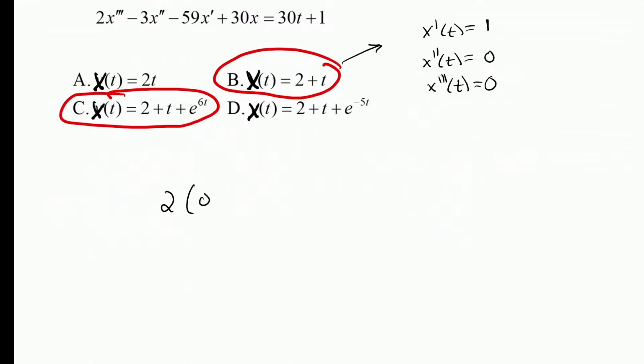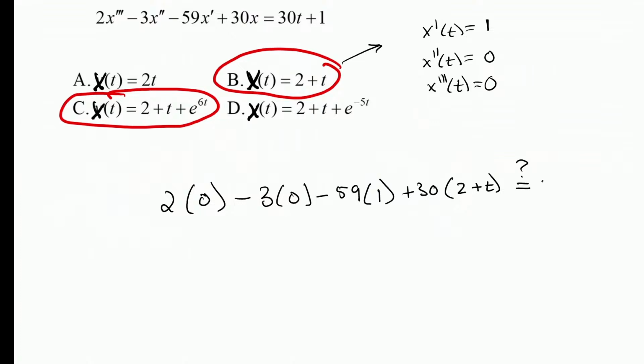2 times 0 minus 3 times 0. So I'm just copying the differential equation down and putting the derivatives in. Minus 59 times 1 plus 30 times 2 plus t. And we want to know, does that equal 30t plus 1? So here I've just copied down the whole thing, and I've put the function and its derivatives into the left-hand side of this differential equation.